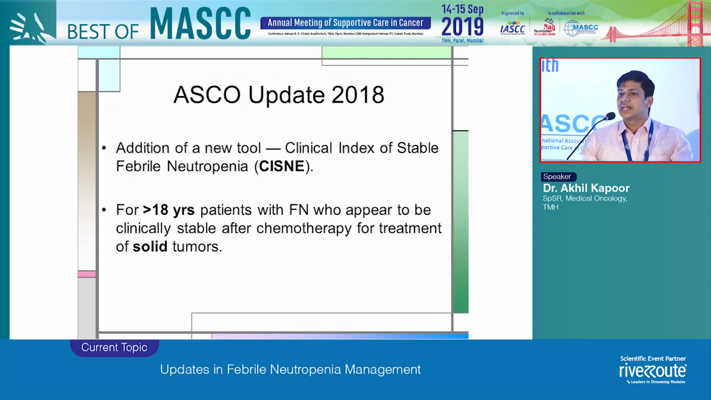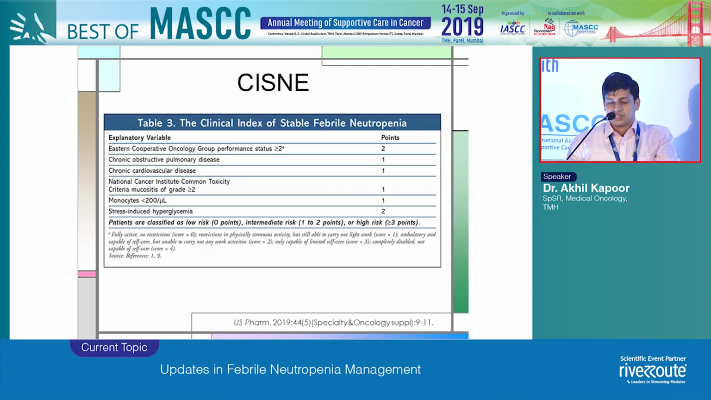There has been an ESMO update in May 2018, in which a new tool has been added to the previous tools. It is called the Clinical Index of Stable Febrile Neutropenia, CISNE. This is for patients older than 18 years with FN who appear to be clinically stable after chemotherapy for treatment of solid tumors. So this is applicable for those older than 18 and only for solid tumors. It includes ECOG performance status of 2 or more, COPD, cardiovascular disease, mucositis of more than grade 2, monocyte count less than 200, and stress-induced hyperglycemia. Please mind that here there is monocyte count.